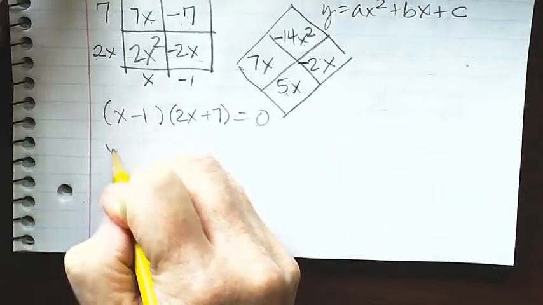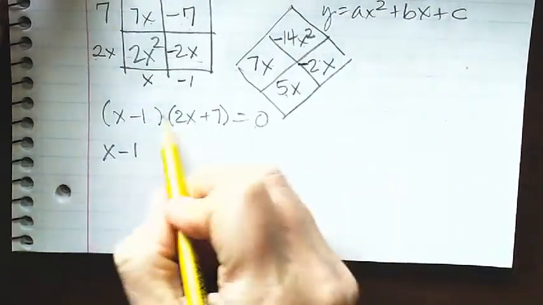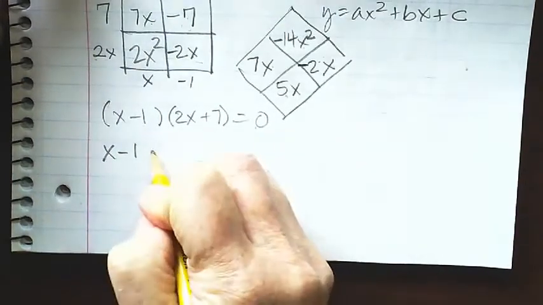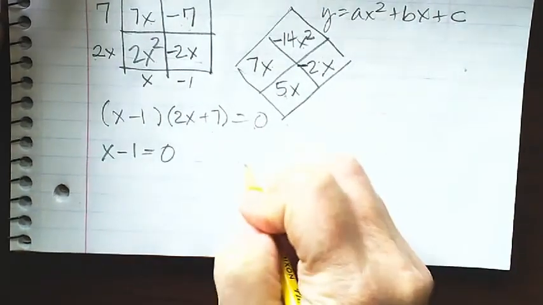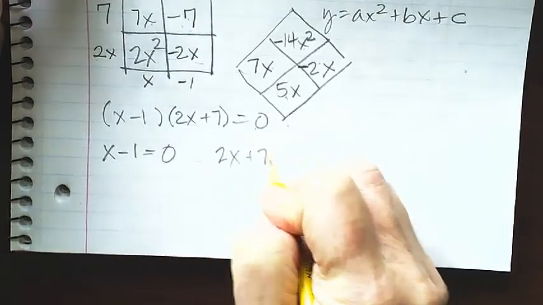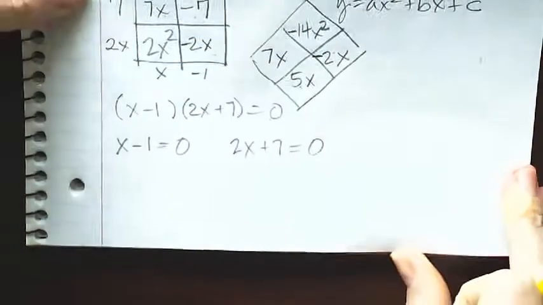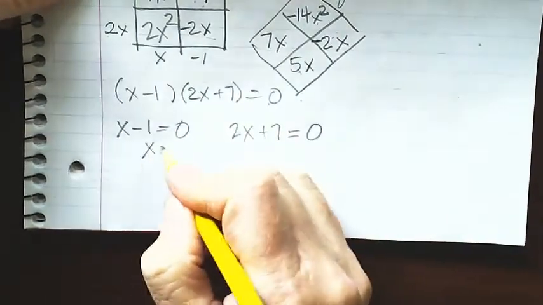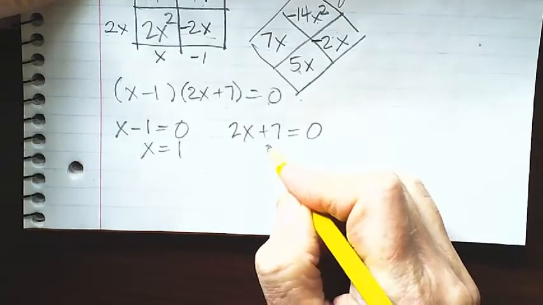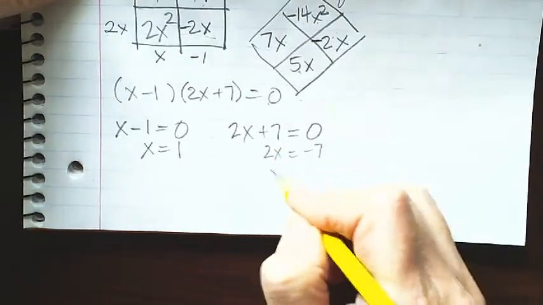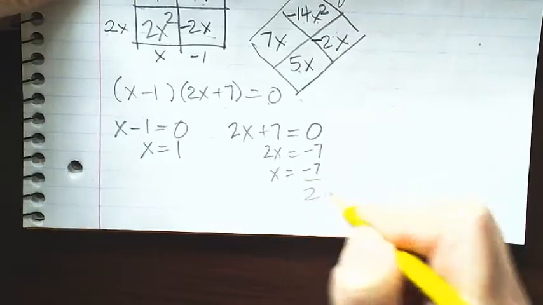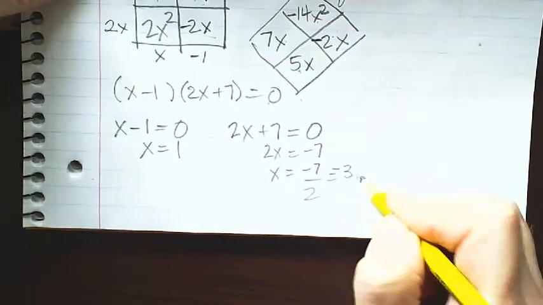That means 0 is special. If I'm multiplying two numbers and I'm getting 0, either this factor is 0 or this factor is 0. Doesn't work for all numbers. So then x equals 1 or x equals negative 3.5.